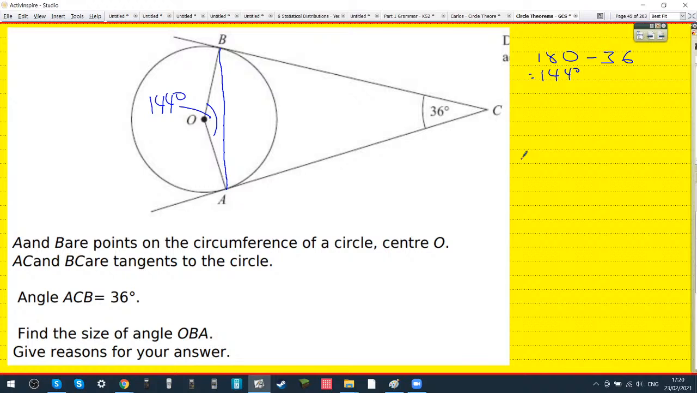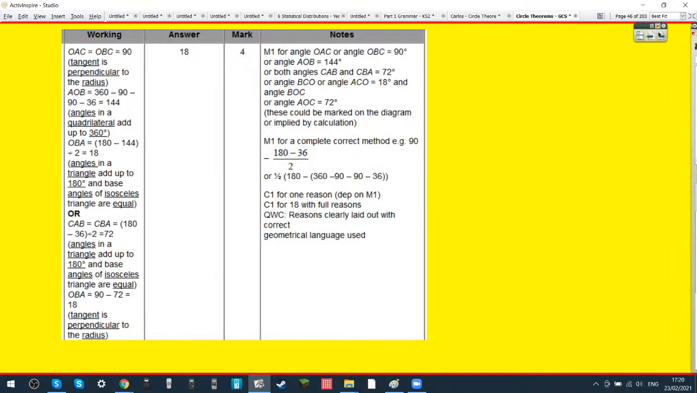So 36 divided by 2. Yeah. That is 18. Well done. That one is 18 degrees. That's great.